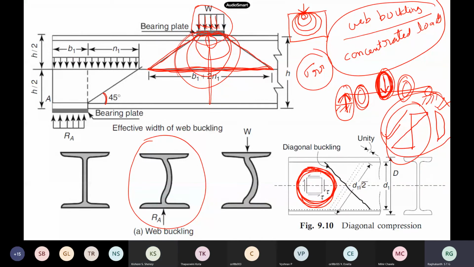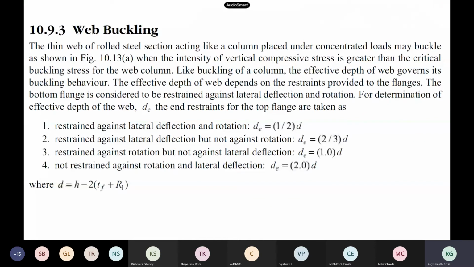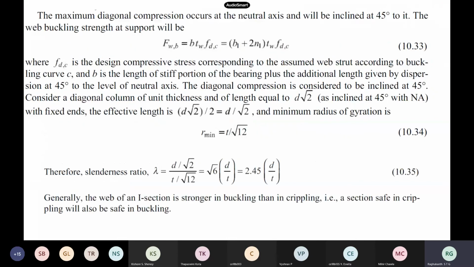And which one will buckle? Tension or compression? Compression. Now, the compression one may buckle. That's why this 45 degrees angle comes, and then this area, say B1. So if it is under the support, you have to take the width as B1 plus N1. Suppose if it is under the load, the width has to be taken as B1 plus 2N1. So this is how the formula is given in the code.